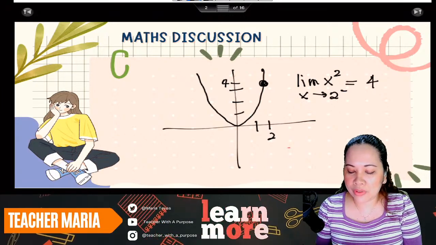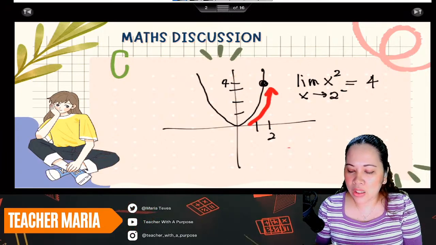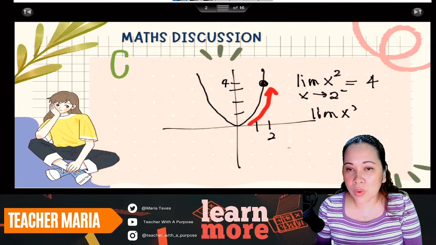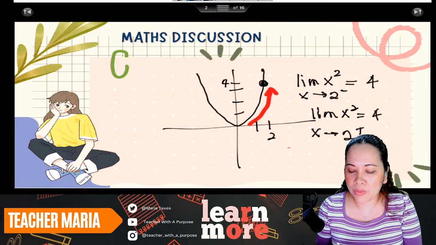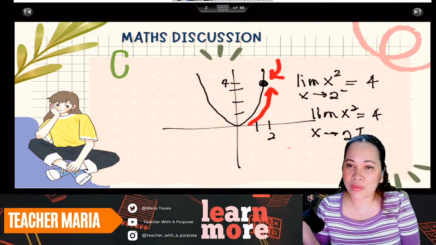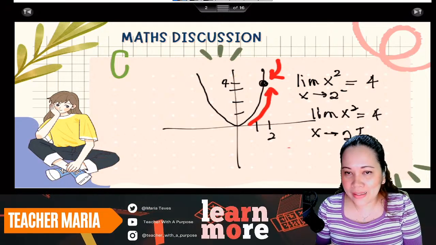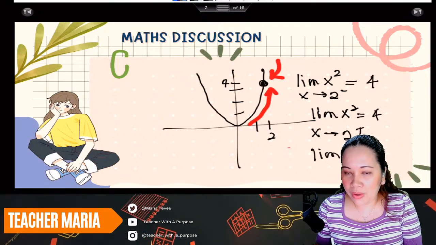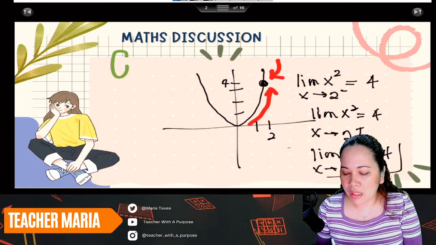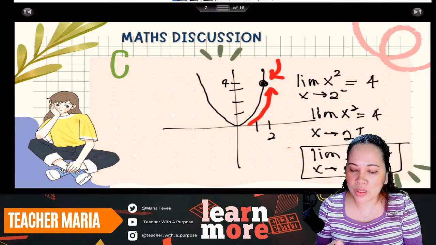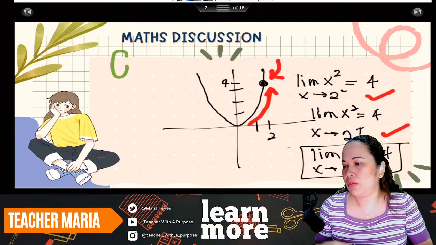So where is from the left? From the left is this one, that direction. That's from the left. And then you would say that the limit of x squared is also 4 as x approaches 2 from the right. So from the right, this is where the right side of the curve is, then it is also 4. Hence, we say that the limit of x squared is equal to 4 as x approaches 2. That means that this limit exists because our left and right are the same. Cool?